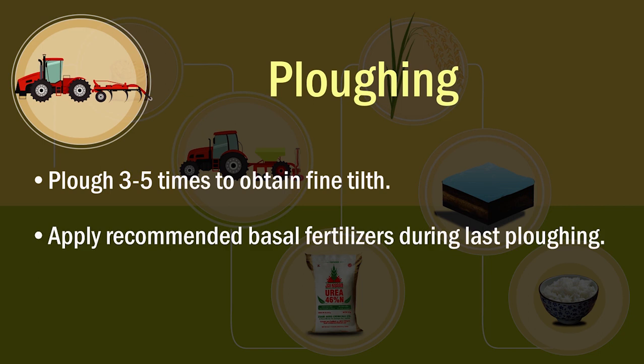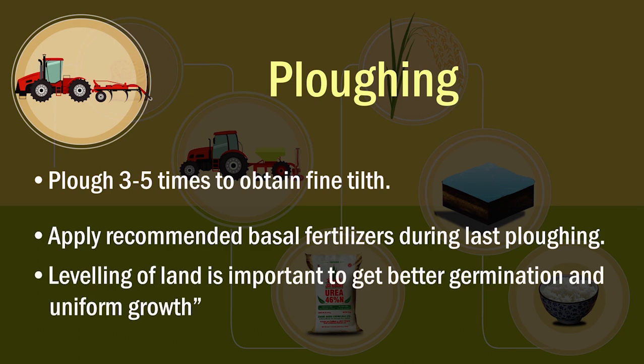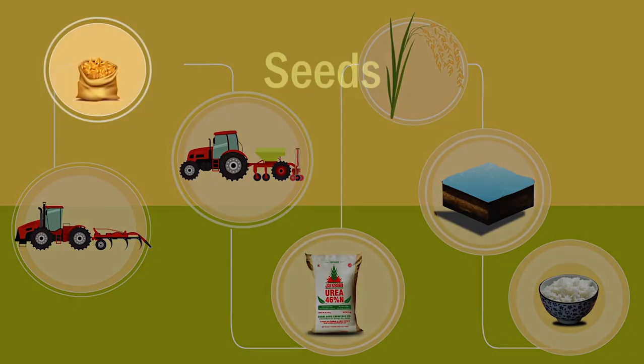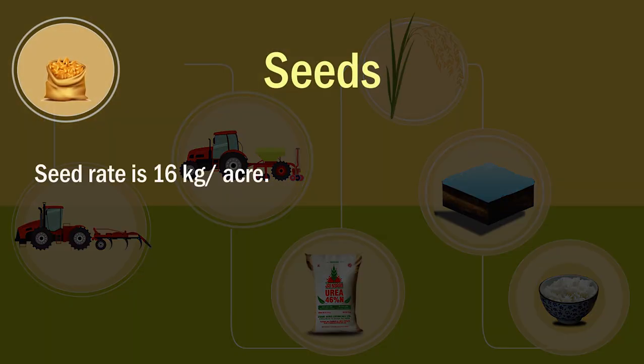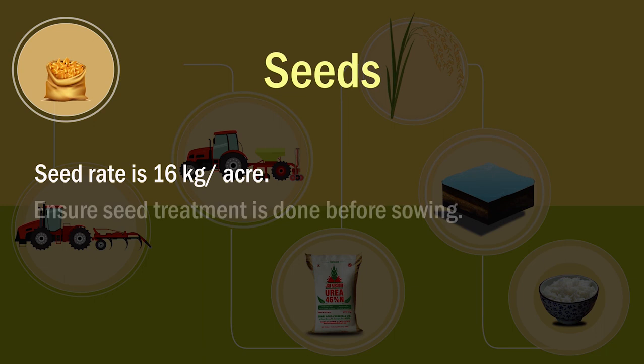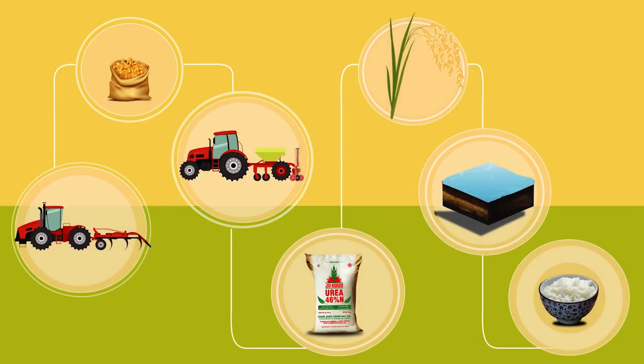Then we apply recommended basal fertilizers during last ploughing. Leveling of land is important to get better germination and uniform growth. The seed rate required for aerobic rice cultivation is 16 kgs per acre. And we need to ensure that the seed treatment is done before sowing. The seeds are sowed directly in the land and it doesn't go through the nursery way.